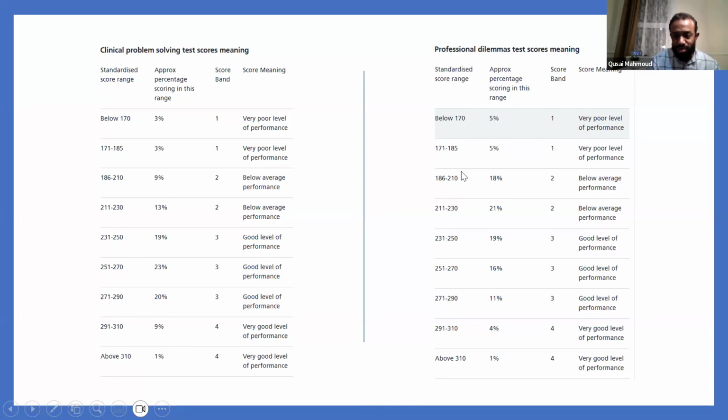So unfortunately, on the other hand, how much percentage in SJT are scoring less than 210, which is very low? It is one complete standard deviation less than the average, 18%. You can add this 10% as well. So 28% are scoring less than 210, which in the clinical part is just 15%. So I'm trying to say people are scoring very far less in SJT.